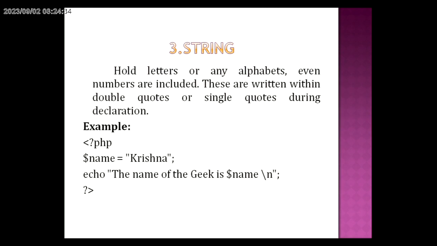So the third one is string. It holds letters or any alphabets, even numbers are included. These are written within double quotes. We also remember that almost all the time, a string and character must be enclosed within single quotes or double quotes. So example, name is equal to Krishna.